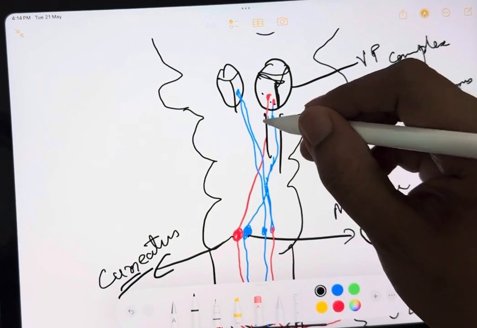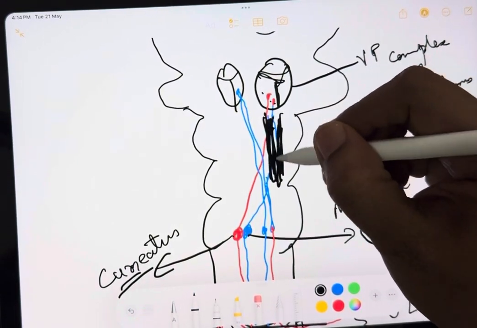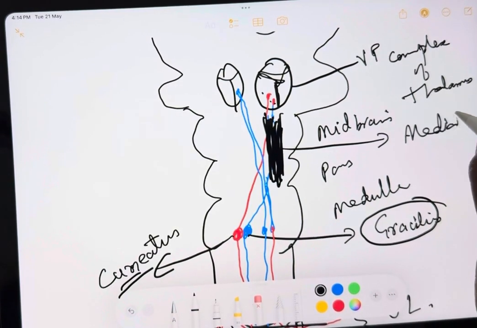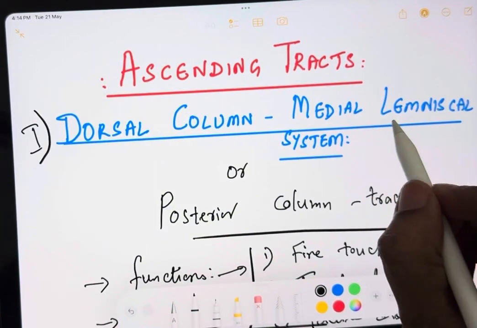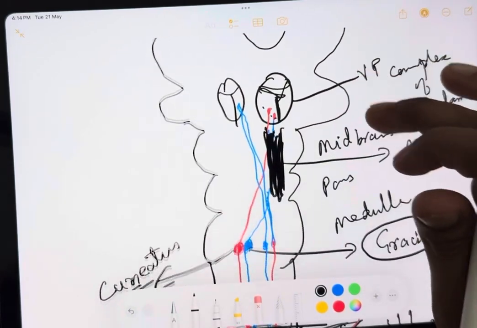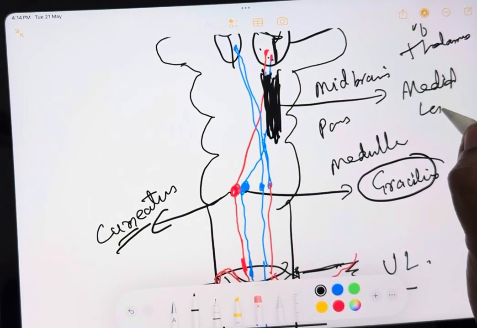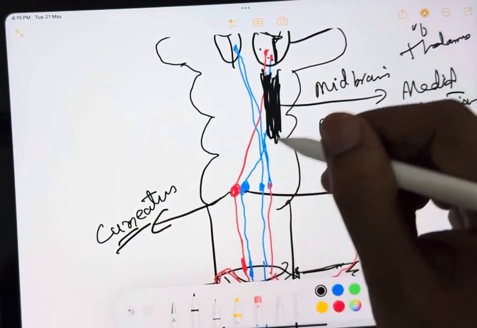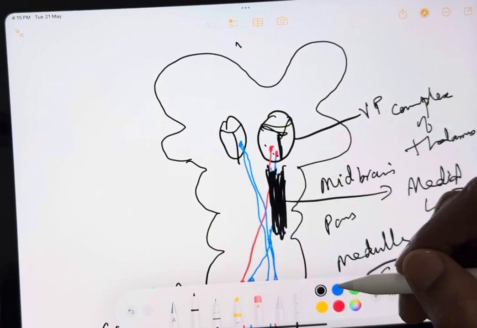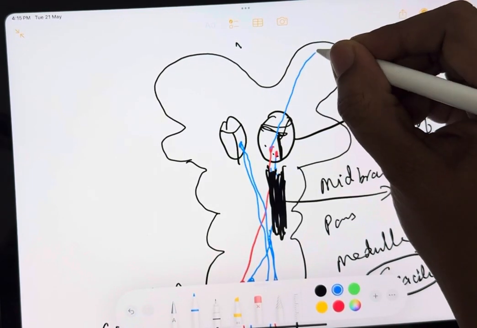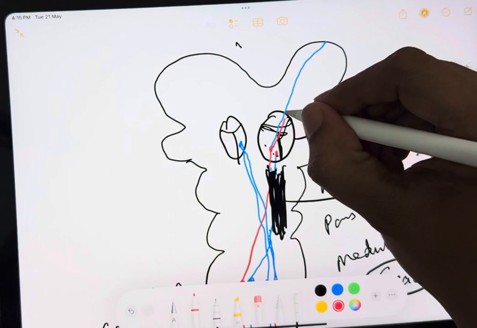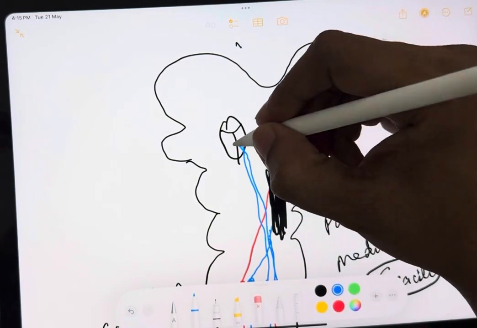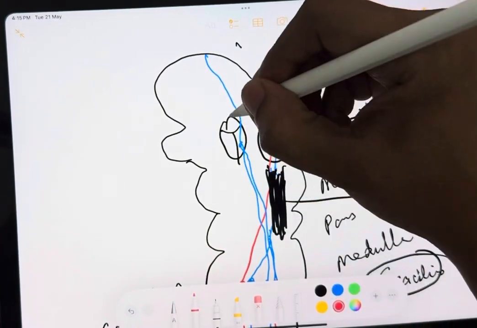this bundle is also known as the medial lemniscus. What is it known as? Medial lemniscus, the medial lemniscal system. That is why it is also known as the medial lemniscus system. So it will go to the thalamus, and from the thalamus it will go to the somatosensory cortex. It will go to the opposite somatosensory cortex ultimately.